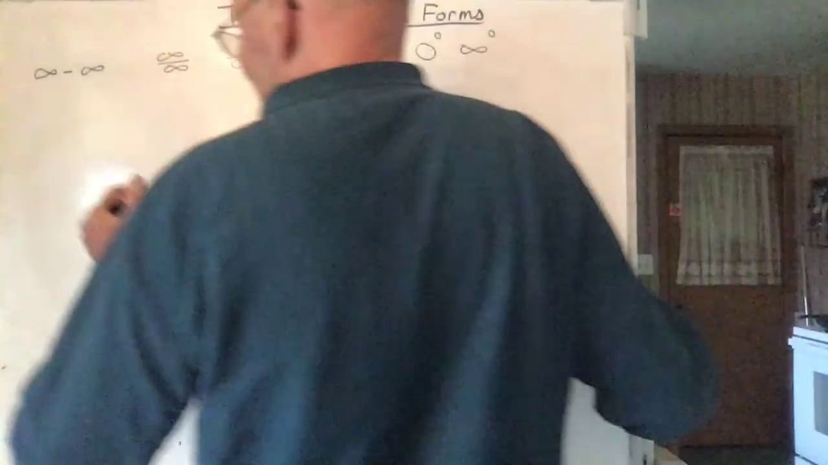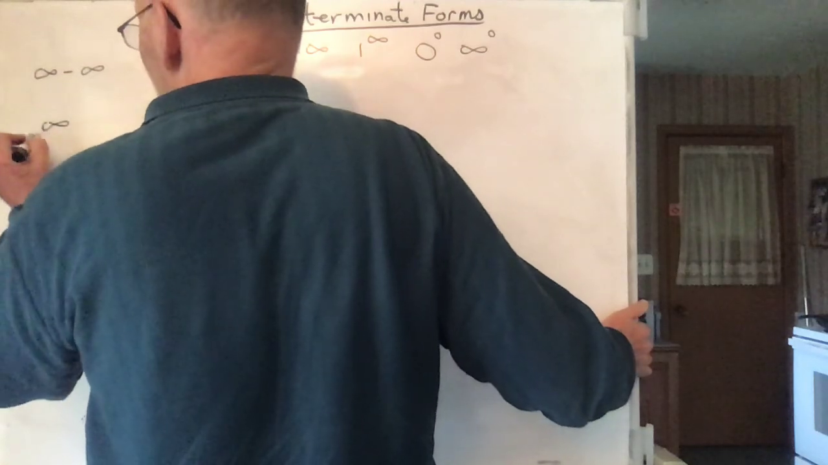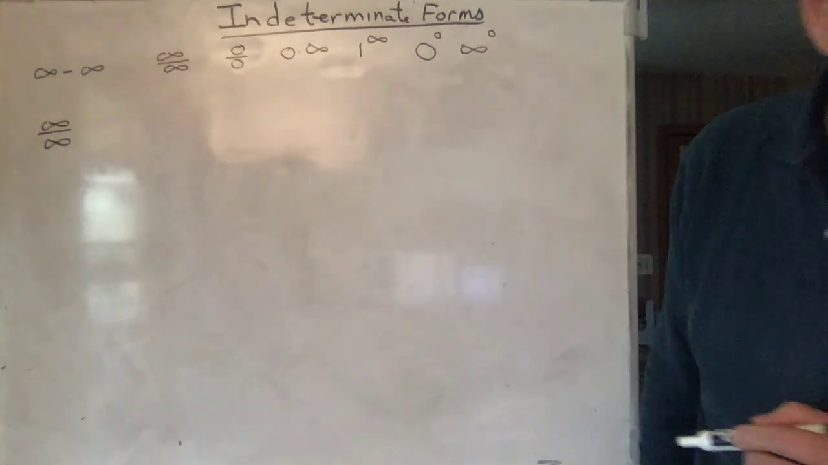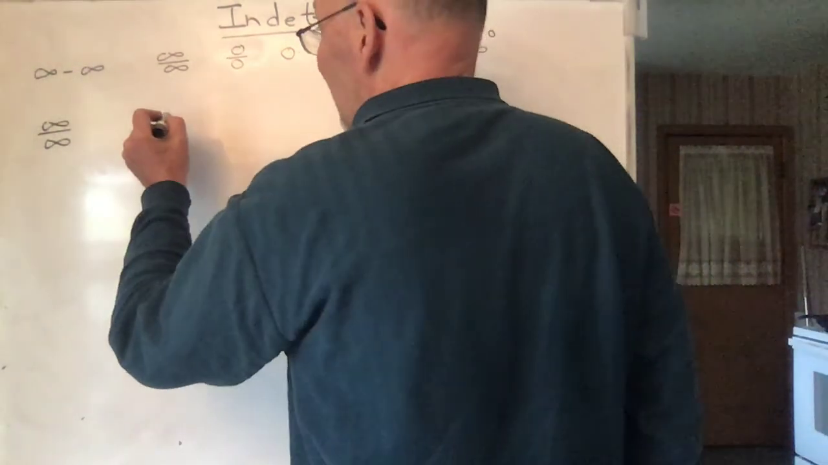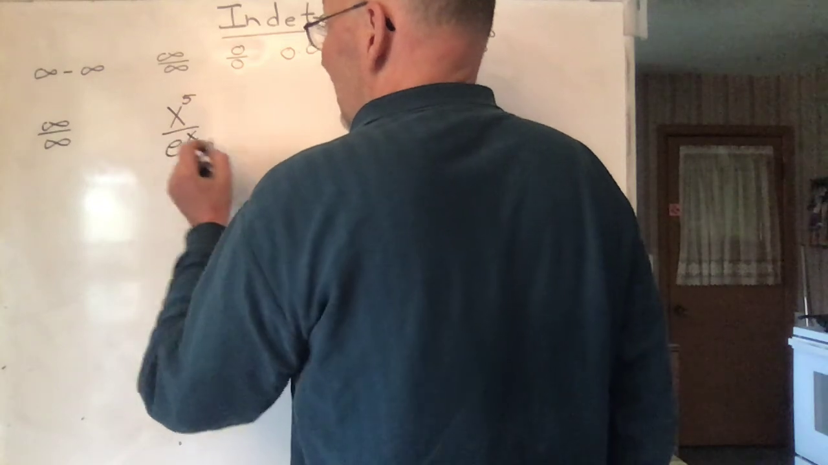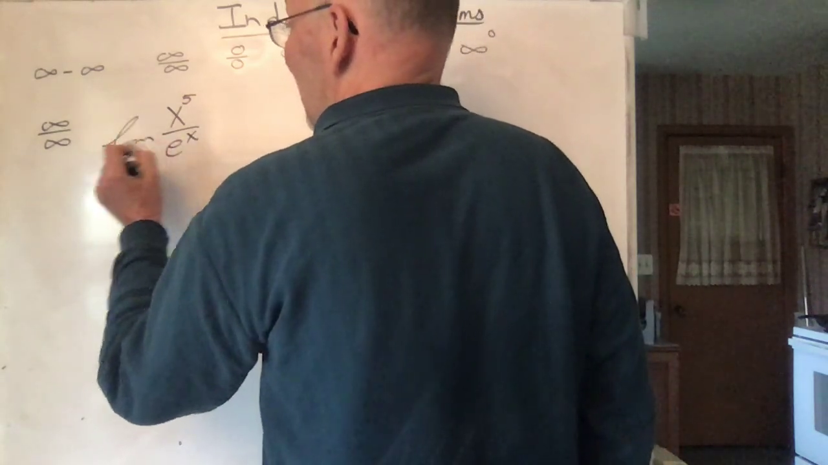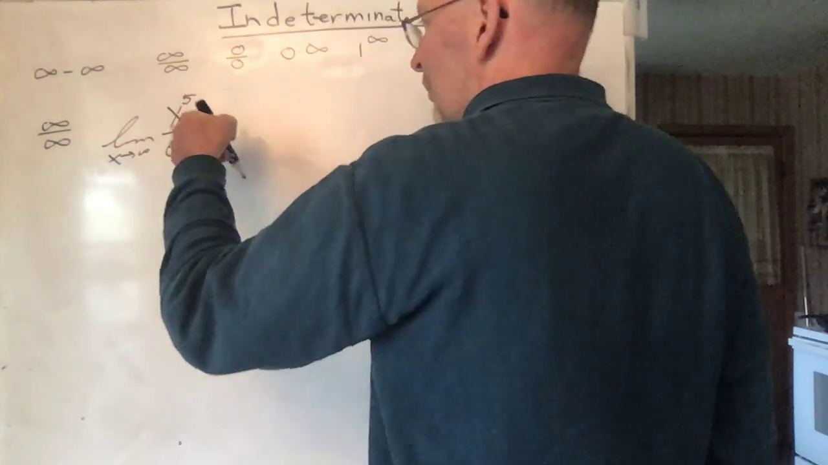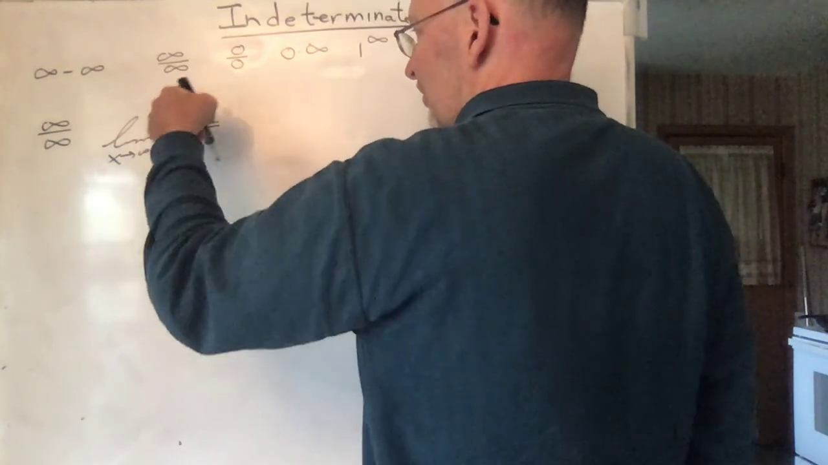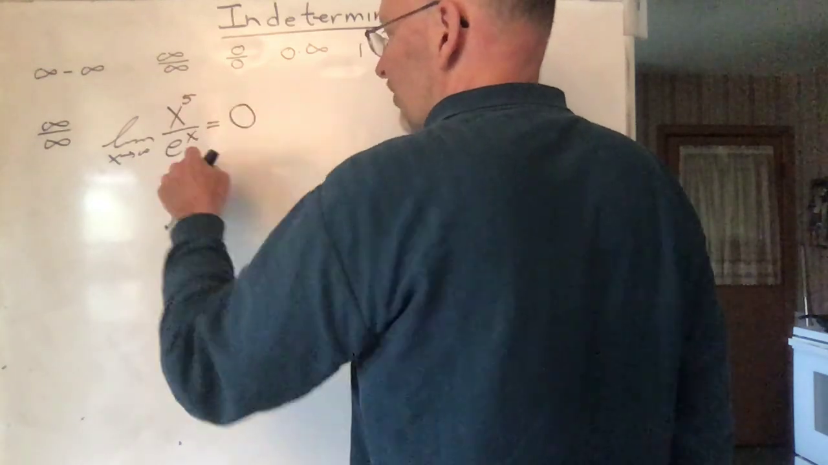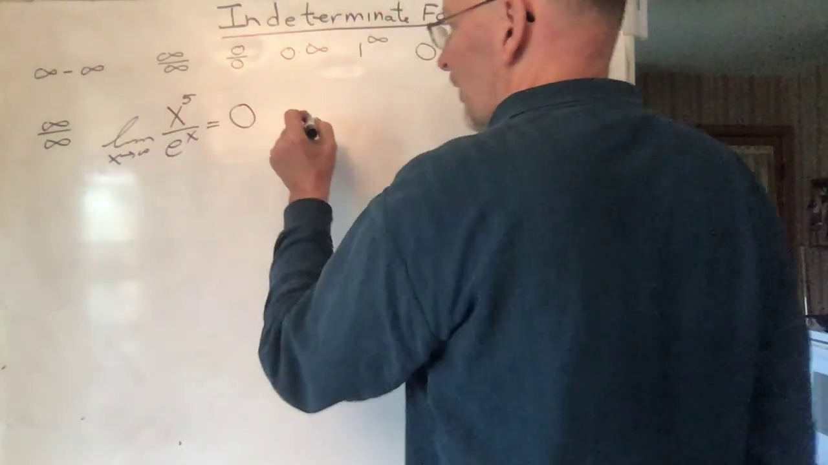Okay? Now, how about something of the form infinity over infinity? Where would you use those? Well, of course, we've already done important ones. We did this one. We did that one, I think, last time or 2 times ago. And after using L'Hopital's rule 5 times, that thing went to 0. This grows faster than any power of x.